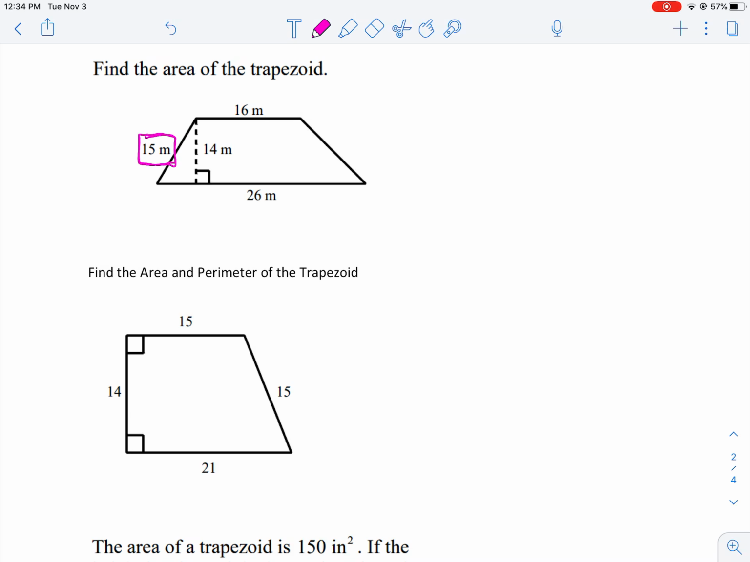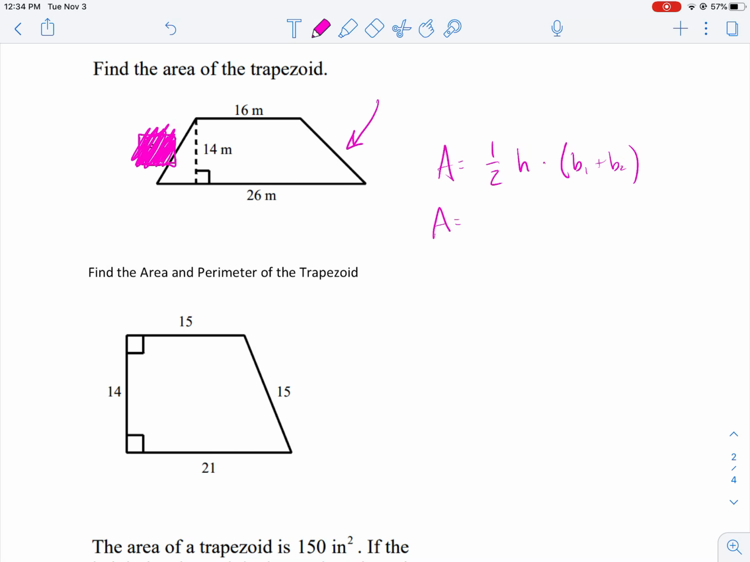No, that doesn't do anything for us. So that's why I was telling you guys to be careful on these problems. In this case, I can't find the perimeter because I don't know what this side is over here, so I can only find the area. The area is equal to 1/2 times the height times base 1 plus base 2.